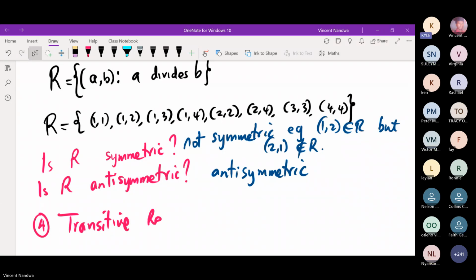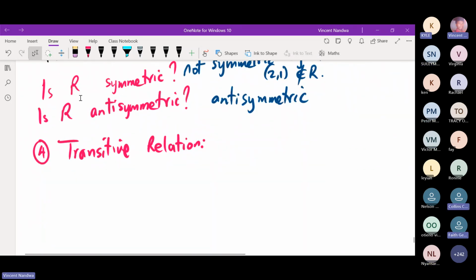Excuse me, I have a question. Yes. Can a relation be both symmetric and antisymmetric? Yes, it can. For example, that's a good question.